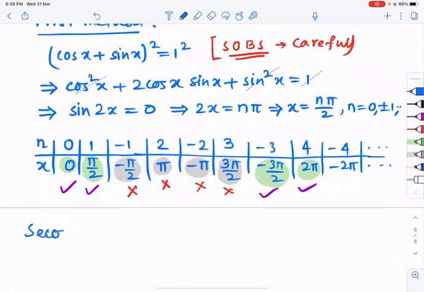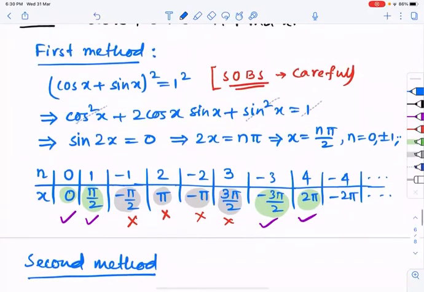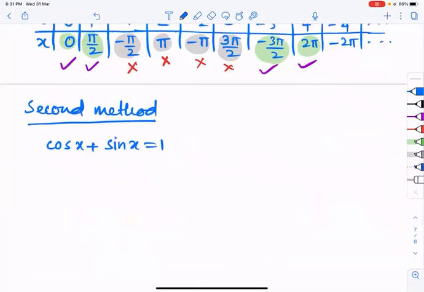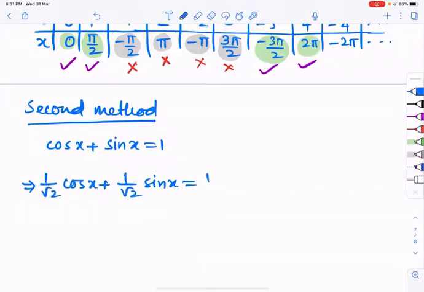সেকেন্ড মেথড. So in the second method, our question was cos x plus sin x equal to 1. এটাকে যদি আমি সলভ করতে চাই, আমি কি করব? আমি 1/√2 দিয়ে মাল্টিপ্লাই করব. 1/√2 cos x plus 1/√2 sin x equal to 1. এরকম লিখলাম. 1 হবে না, এদিকে 1/√2 হবে, কারণ মাল্টিপ্লাই করলে দুই দিকেই মাল্টিপ্লাই করতে হবে.